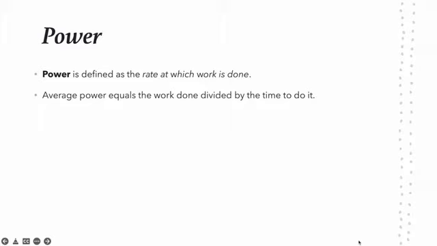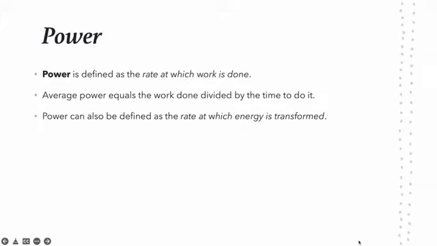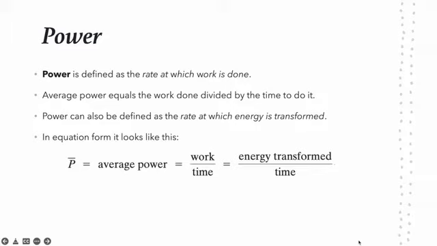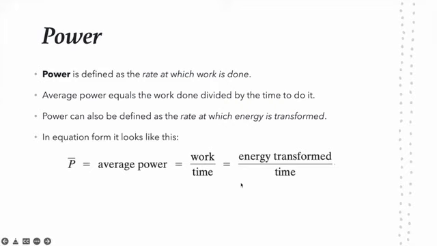But we also know that work is equal to the change in energy. So we can also define power as how fast is energy being transformed or changed. Now, in formula form, this will look like power is equal to work over time, which is equal to change in energy over time.